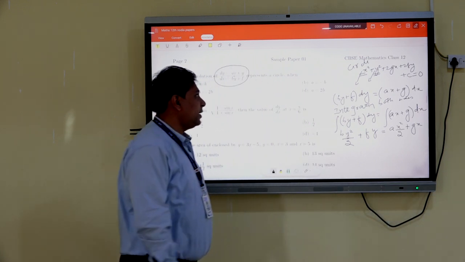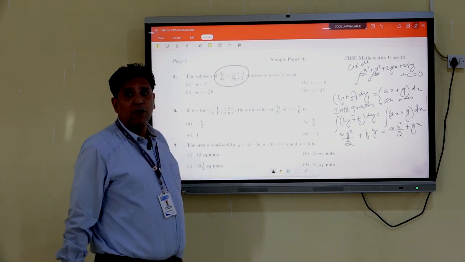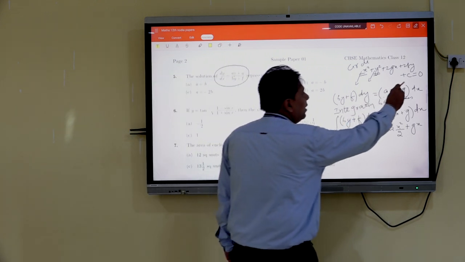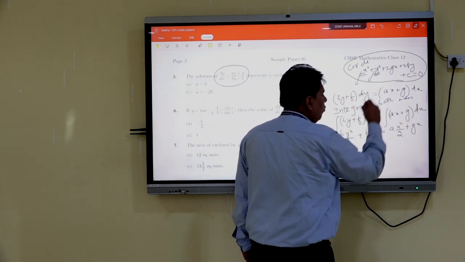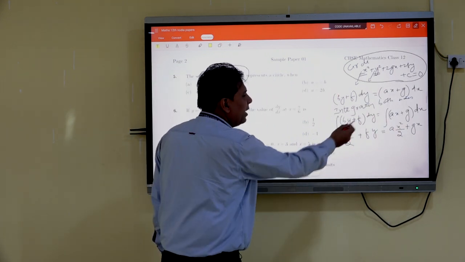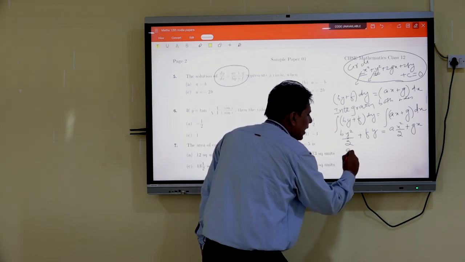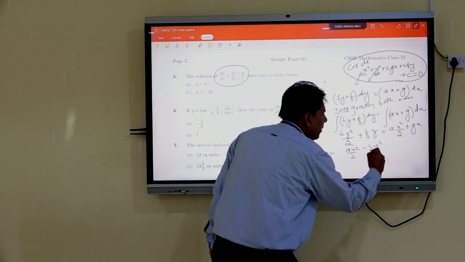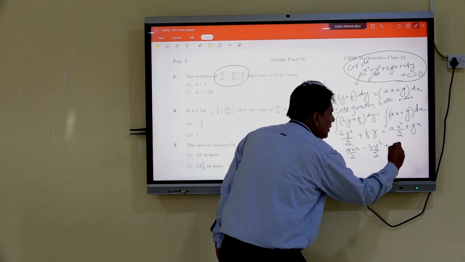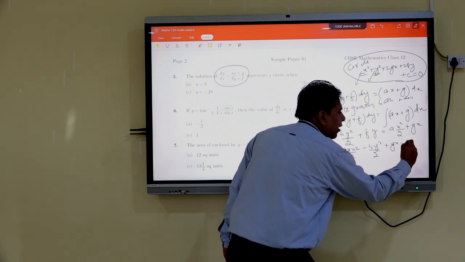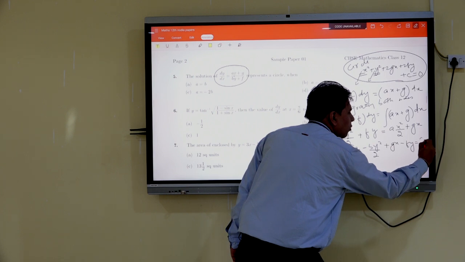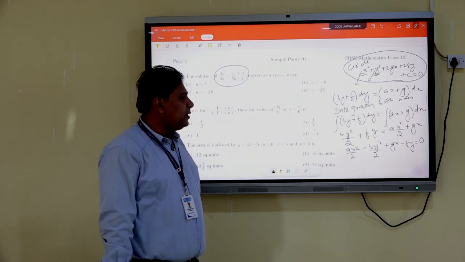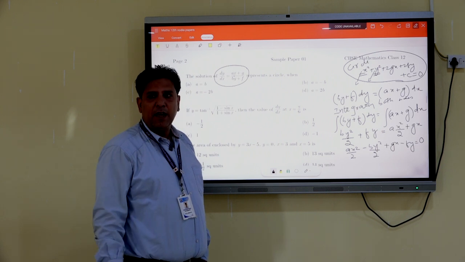Now see how the equation of a circle should look like. One side should be 0. So for this to look like a circle, I will take everything to the right side. So what will I get? Ax square by 2 minus by square by 2 plus gx minus fy is equal to 0.